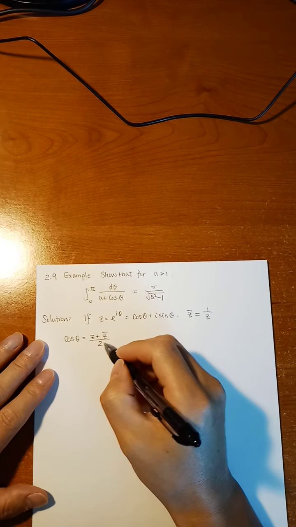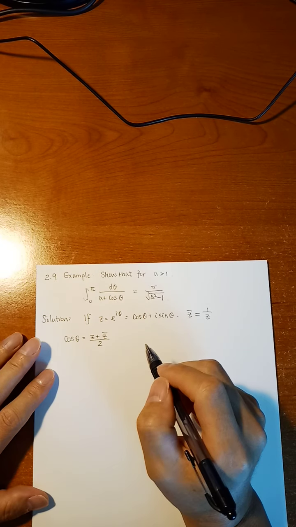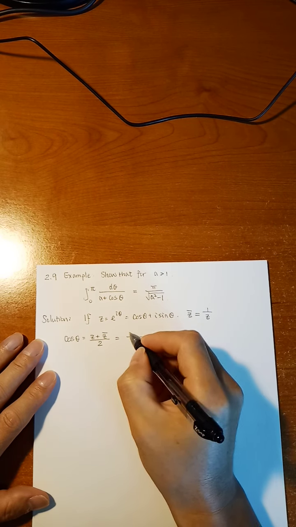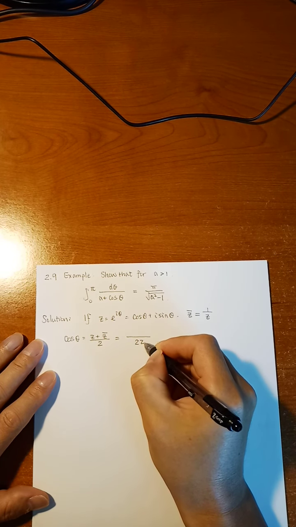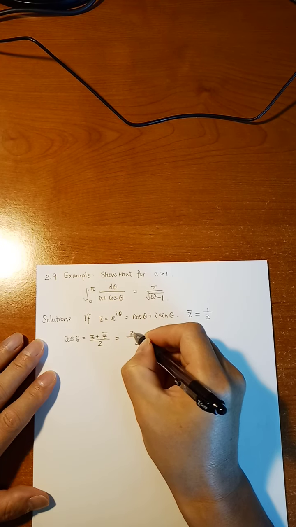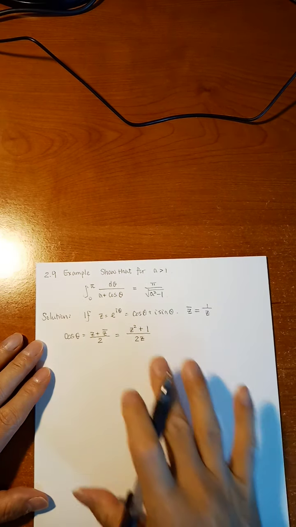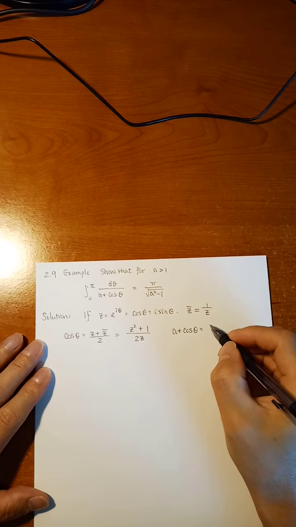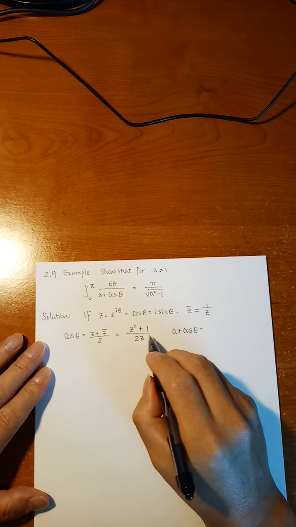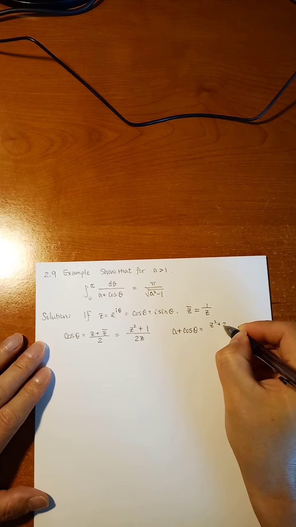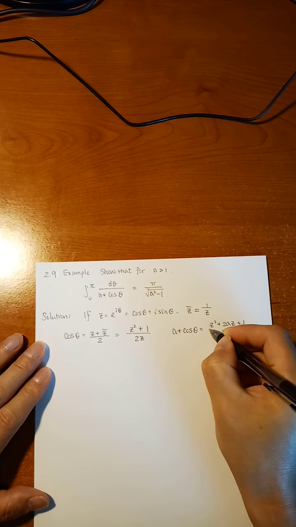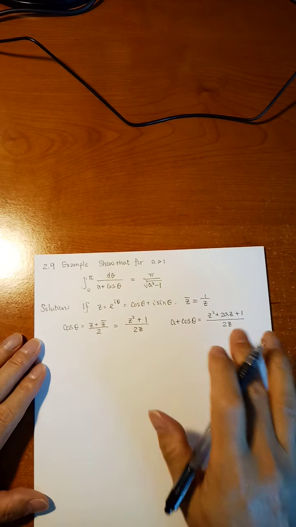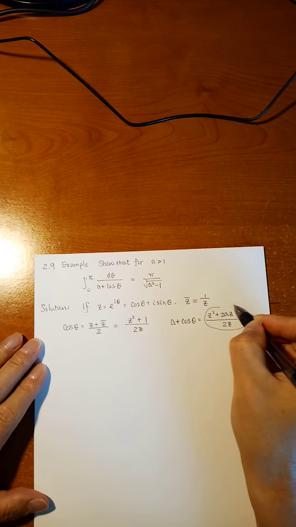This is the relation between the real part and the complex numbers. So it is z squared plus 1 over 2z. Okay, this is cosine theta. Then a plus cosine theta, you just add a, so it is z squared plus 2az plus 1 over 2z. All right, so this is one quantity we're going to use.